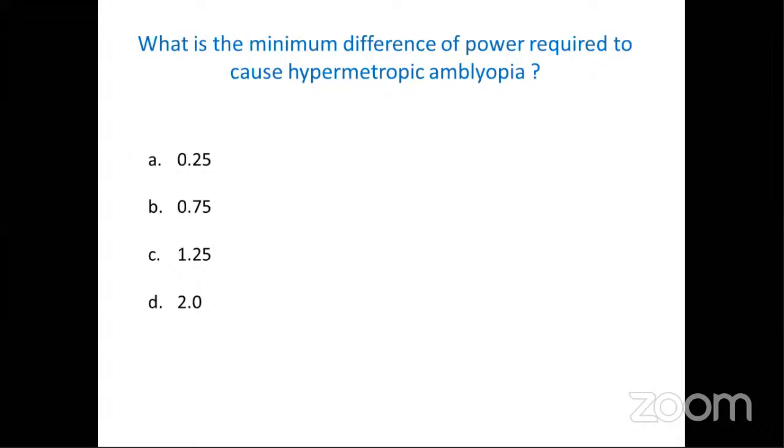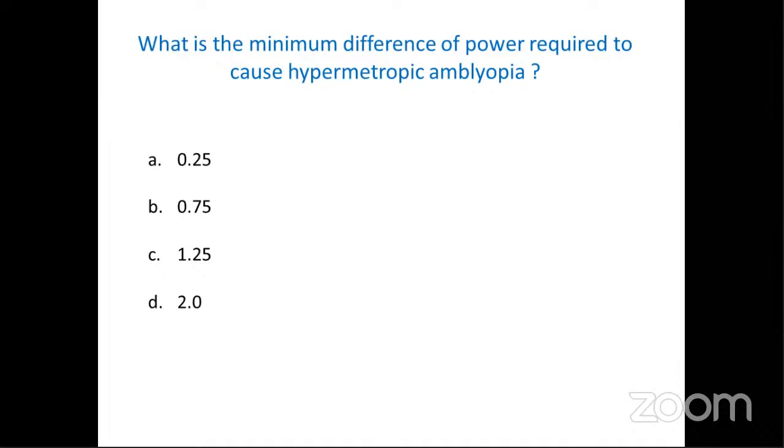That is the minimum difference of power required to cause hypermetropic amblyopia. Yeah, this is an important question. We have seen what anisometropia means: the difference of power between the two eyes, right? So what is the main reason of amblyopia? Most of the time, regarding optometric cases, I'm not going to ask the statistical cases.